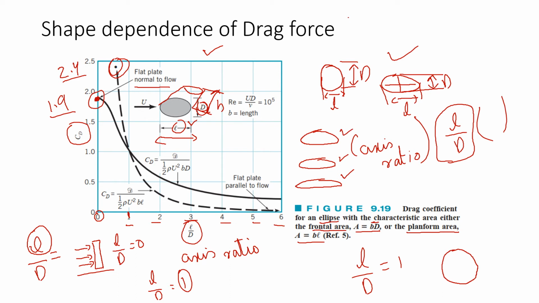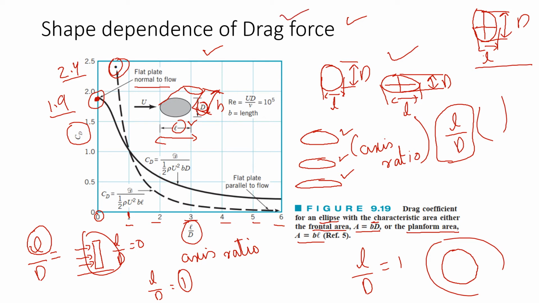So that's how the drag force is dependent upon the shape of the object. And for shape dependency, we take an ellipse, and the ellipse has these two axes which we can change to get different shapes, from a complete flat plate to a complete circle, by just changing the L and D ratio. So that's how we check the shape dependency of drag force by using an ellipse.